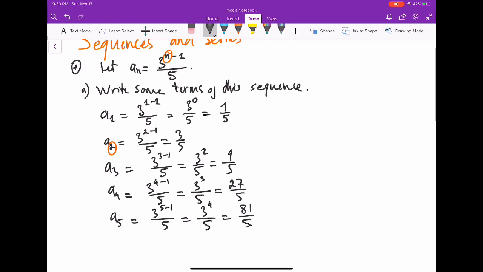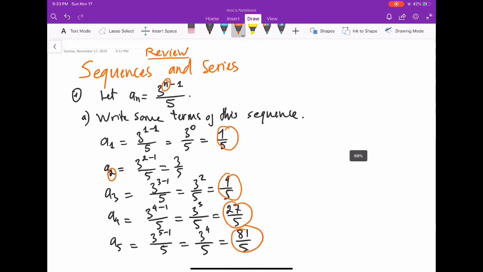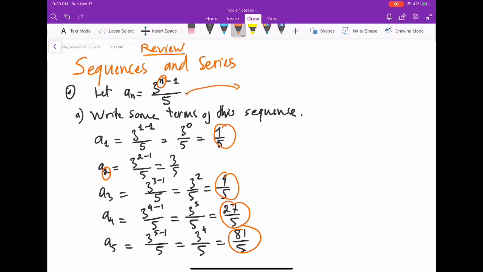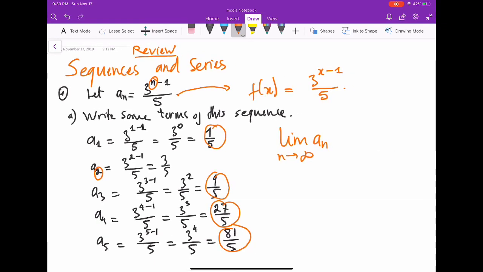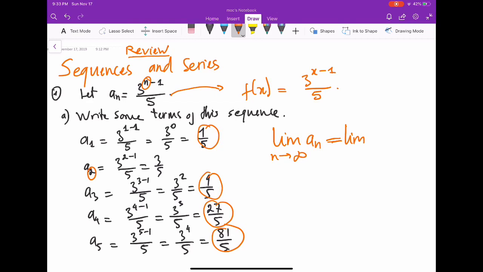This is how we can write terms of a sequence if we know its general formula. I would like to remind you that for each sequence, we can find a corresponding function. For example, in this case, instead of n, you write x, and you get the function f(x) equal to (3^(x-1))/5. The limit of this sequence when n approaches infinity is nothing but the limit of this function when x approaches infinity. So basically we need to find the horizontal asymptote of that function. If this limit exists, that is the limit of our sequence.